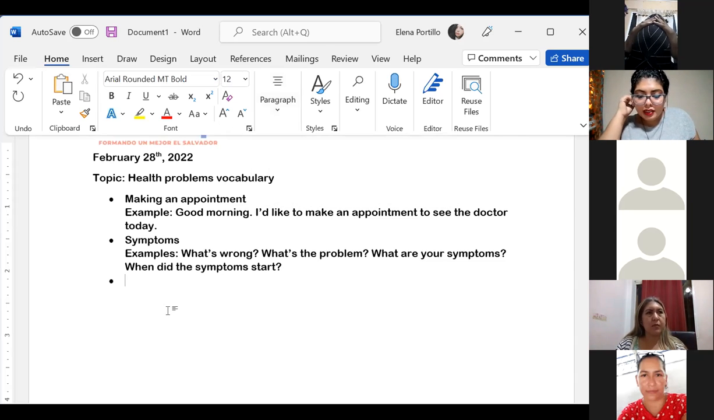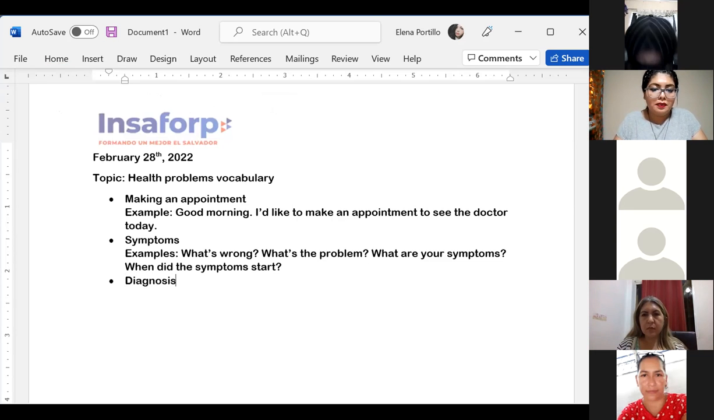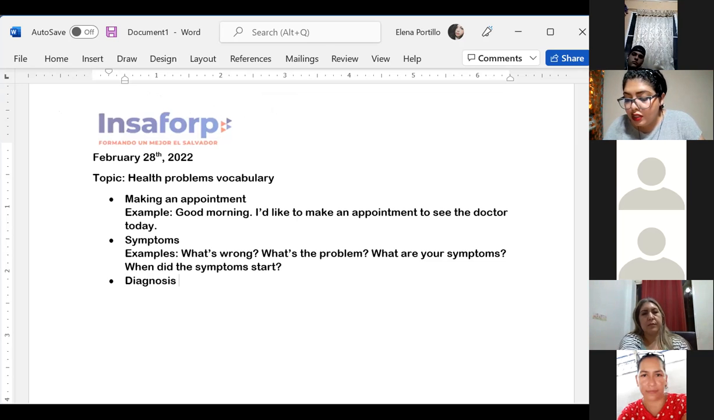It says diagnosis. After telling the doctor your symptoms, he will tell you the name of your problem. A diagnosis is when a doctor tells you the medical name of your problem. For example, you tell your doctor your symptoms: I have fever, a running nose, and I have been sneezing. Your doctor says, my diagnosis is that you have the flu.